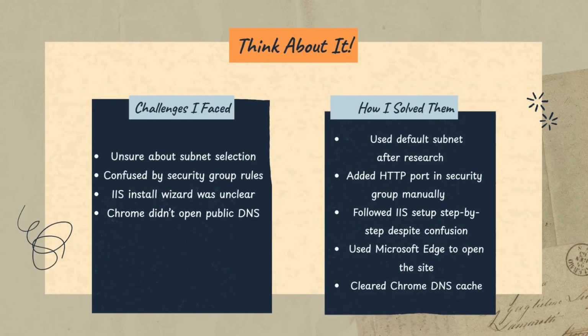Here are the challenges I faced, because it wasn't a smooth process. I faced a few problems. I didn't know which subnet to choose. I got confused with security group rules and the installation and setup of IIS. And Chrome didn't show my site at all on the first try. So I fixed each issue slowly by reading the AWS help pages, opening missing ports, and discussing with trainers. And I also cleared the Chrome DNS cache.